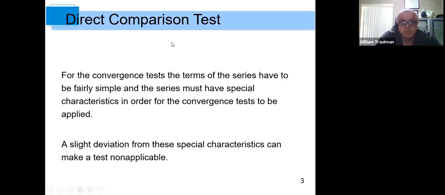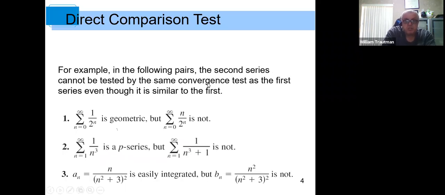Get them up. Okay, so convergence tests. Once again, we're going to be using the direct comparison test. For convergence tests, the terms of the series have to be fairly simple, and the series must have special characteristics. There's not much we really want to worry about here. I mean, you can read that. But we want to look at these things.